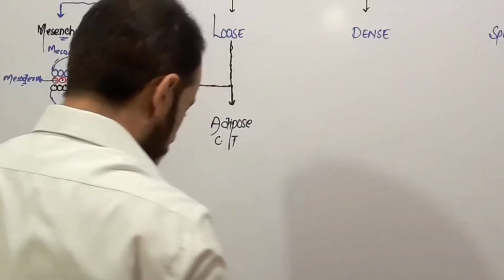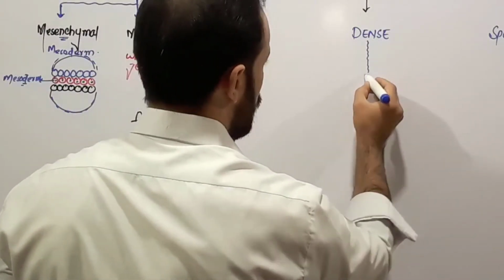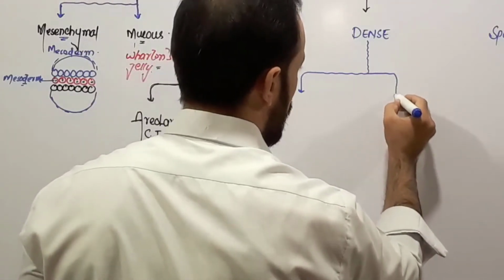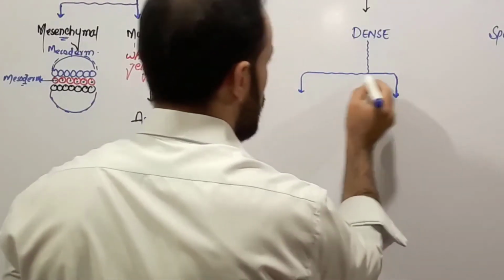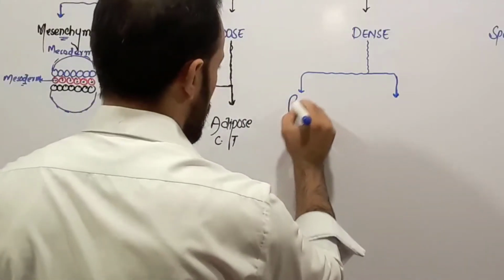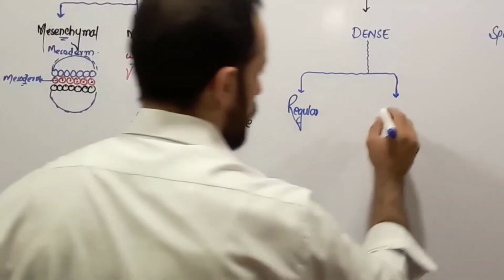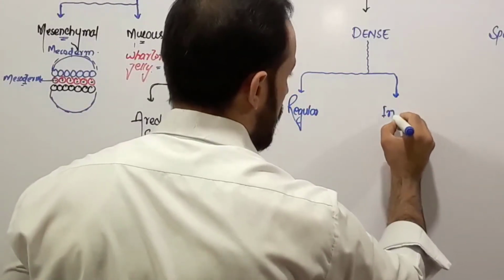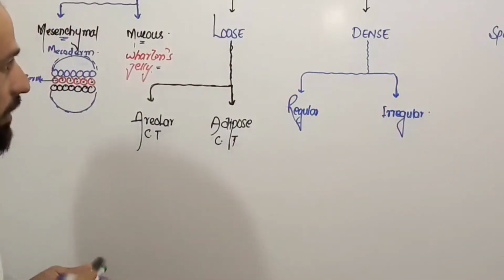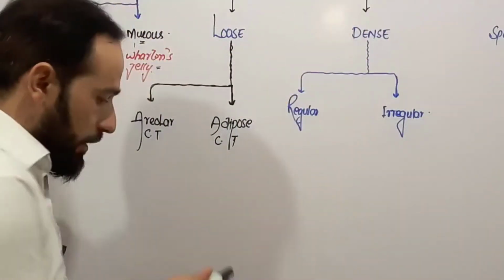Then let's come to the dense connective tissue. The dense connective tissue is also divided into 2 major classes. And what are those? The 2 major classes of dense connective tissue are the dense regular and dense irregular. So the dense regular connective tissue and dense irregular connective tissue, right? Let me make a little bit of difference between loose and dense connective tissue.